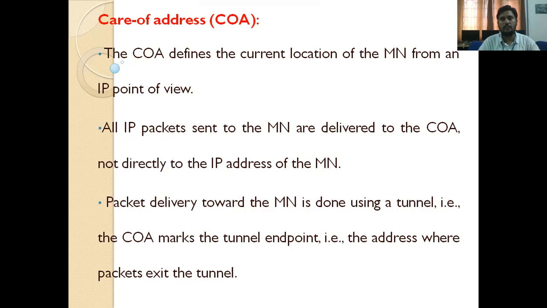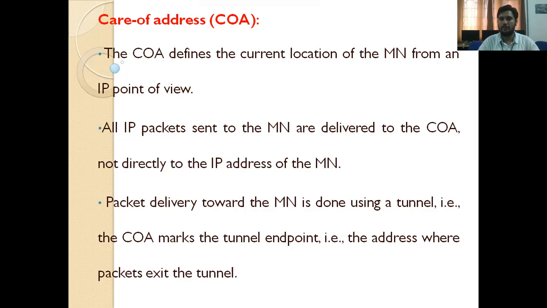So he is traveling towards Kakinada. Now the current location is Vijayawada. So Vijayawada is the care of address for that particular mobile node at that particular time. If he reaches Rajahmundry, then Rajahmundry is the care of address. If he reaches Kakinada, Kakinada is the care of address for that particular mobile node. Why? Because the mobile node moves from one location to another location. Here the correspondent node may be either fixed or movable, whatever it may be.